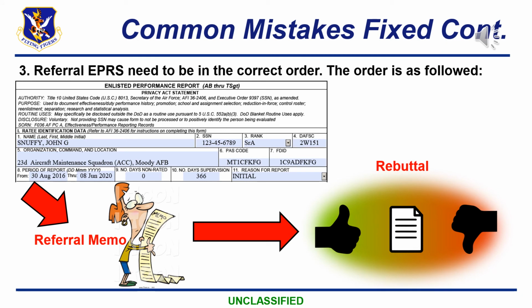So this is the referral EPR in the correct order. They always need to be in this exact order, or it will get pushed back to you guys and it will delay the evaluation process. Start off with the EPR itself, the referral memo, and then the rebuttal if the member decided to do a rebuttal. It all needs to be on one PDF, and that's what you will upload into VPC.